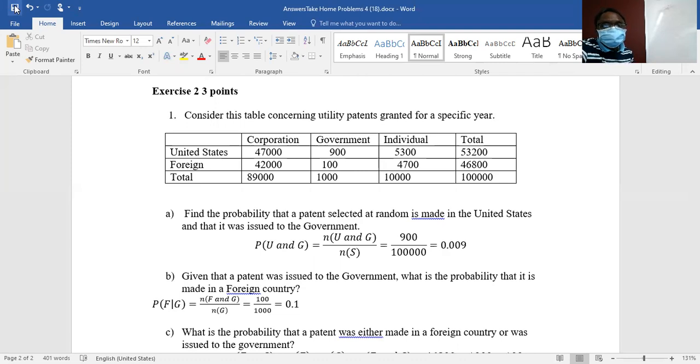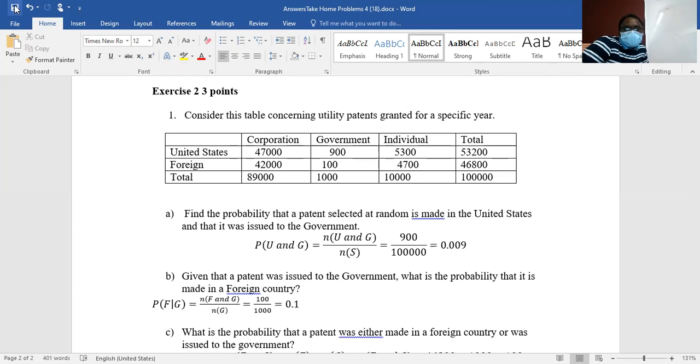So the first question here is, find the probability that a patent selected at random is made in the United States and that it was issued to the government. We will count the number of patents made in total, and then the number made in the United States and issued to the government to find that probability. So the number made in the United States and issued to the government is how many? 900 divided by the total, which is 100,000, equal to 0.009.